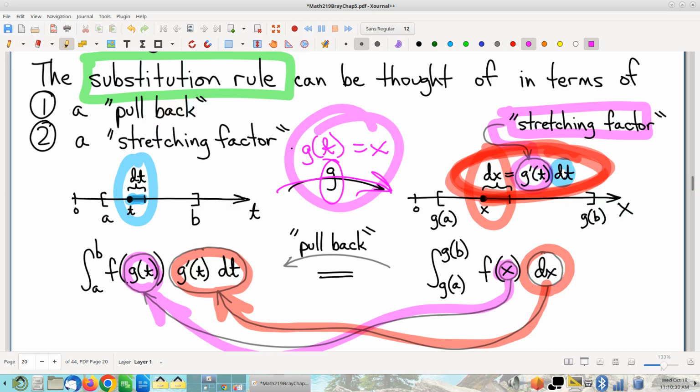So what we're going to do next time, I see we're out of time now, is talk about how to use these two ideas and make sense out of, roughly speaking, a substitution rule in a multivariable context.